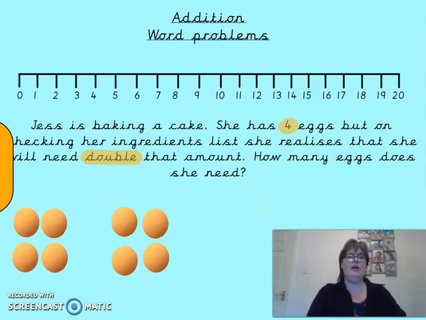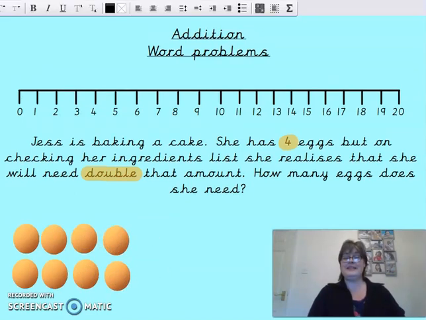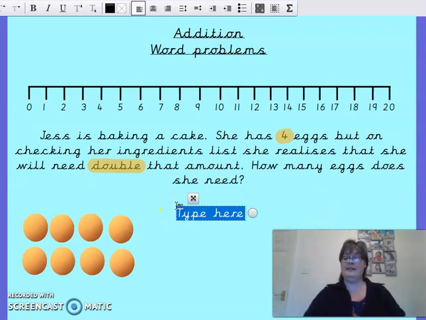Let's have a look and see if we're right. Yes, of course we are. So if she's got 4 eggs and she needs 4 more, that's how we double. She needs the same amount again. So let's count on from 4. So we've got 4, 5, 6, 7, 8. So our number sentence will be 4 add 4 equals 8.